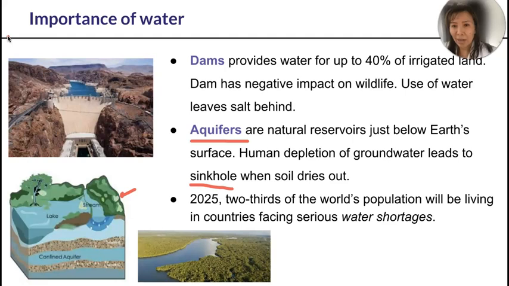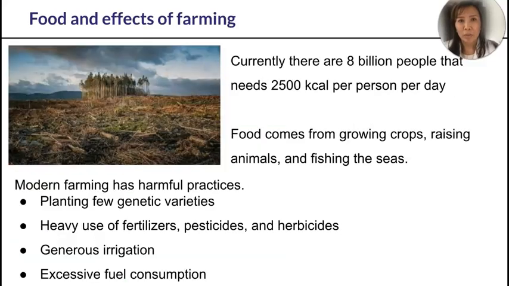As of right now, it is found that two-thirds of the world's population are living in countries where they're facing serious water shortage. So looking at both land and water, a lot of the damage is caused by our agricultural practices, right? So if we look at the effect of farming, this is a lot of the issue that leads to us depleting both our land and our water resources.